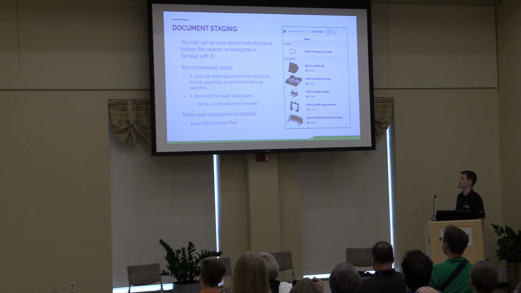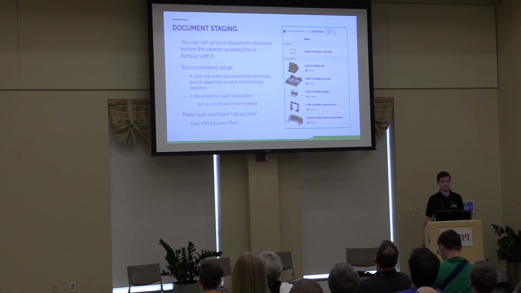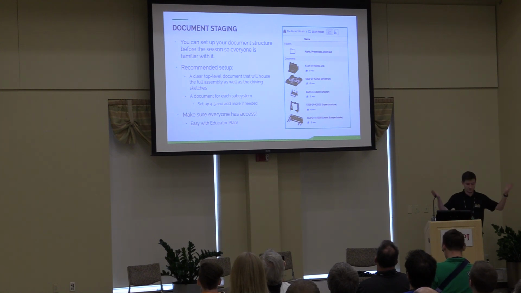So here's a picture on the right. This is what Team 6329 did for the 2024 season. You can see our structure is very simple. There is the top level robot document, A0000, and then of course all of the subsystems that ended up making up that robot. So of course, I recommend you set up a clear top-level document that's going to contain your driving sketches and the top-level assembly, and then have a document for each subsystem. So in this case, it was 4 sub-documents.